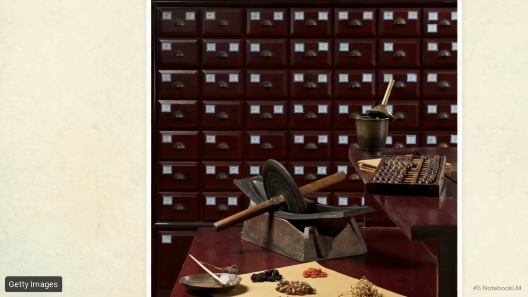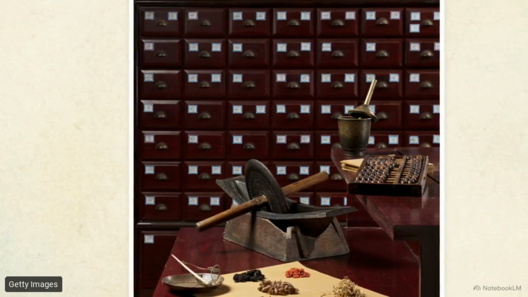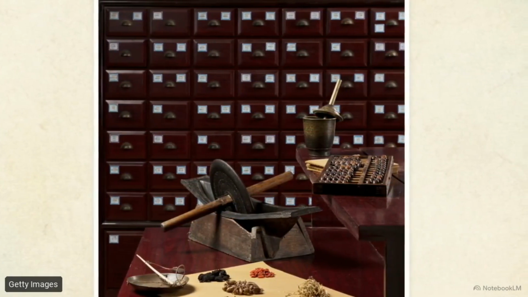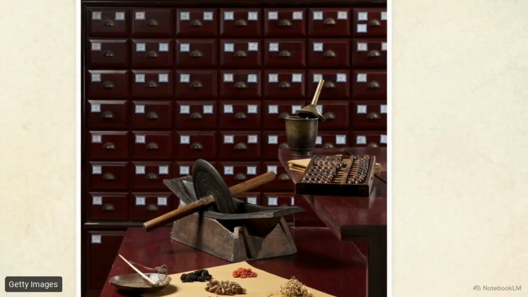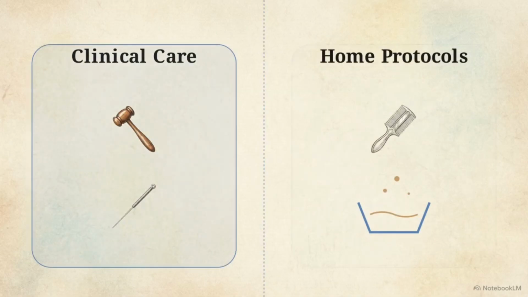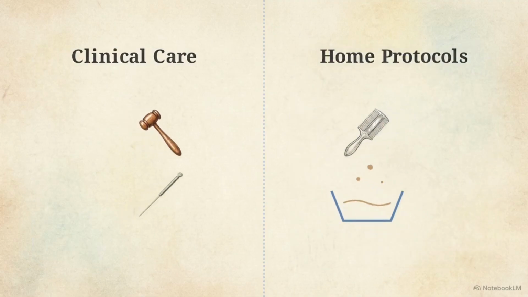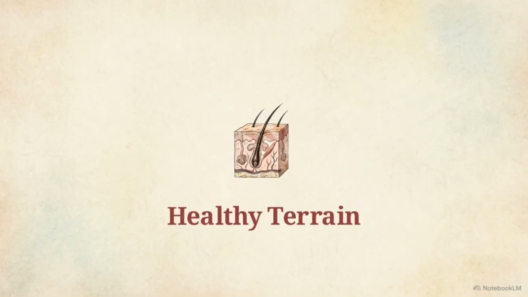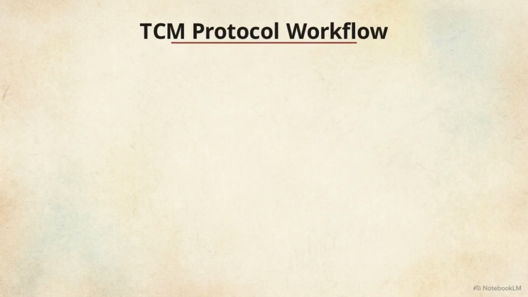We also provide parents with home care protocols. This includes environmental cleaning and dietary adjustments, like removing greasy foods to help clear damp heat from the system. Adapting your clinical approach for children and enforcing these home protocols is the only way to move from temporary relief to long-term eradication. This represents the complete clinical protocol.